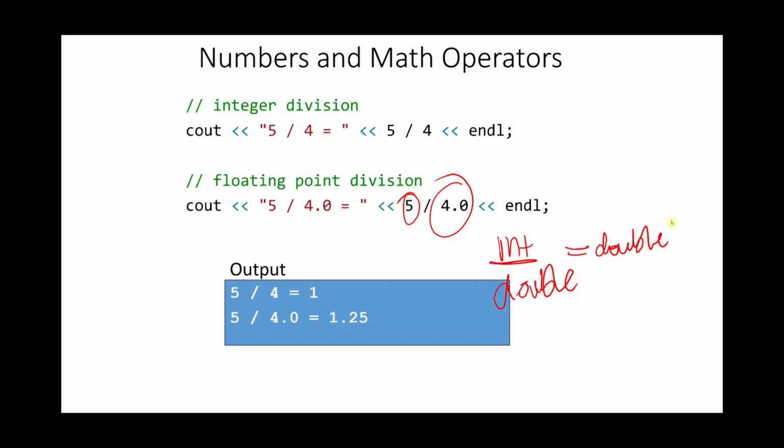Now, wait a second. Does it have to be at the bottom? Can I have it in here? Yes. Also double divided by int gives you double. So if double is involved, or a floating point, it's not only double, it's also float. If a floating point number is involved in the operation, then the output is going to be a floating point number.